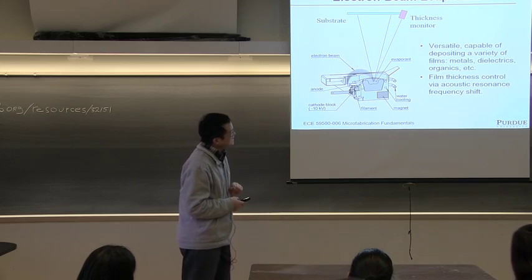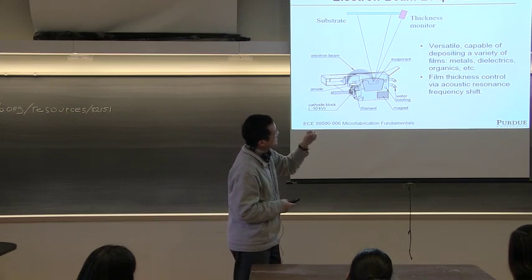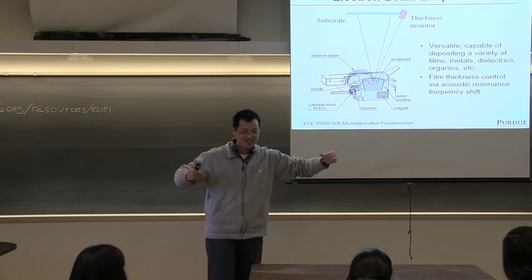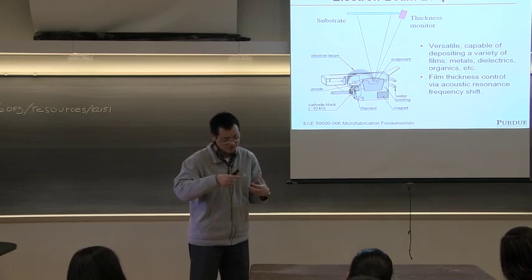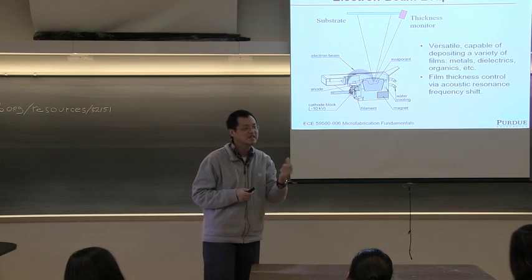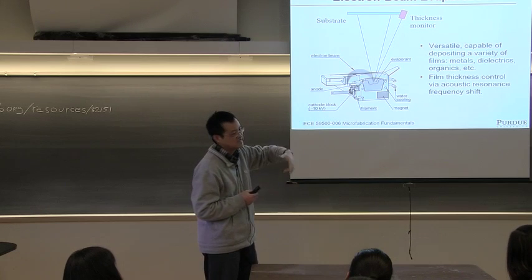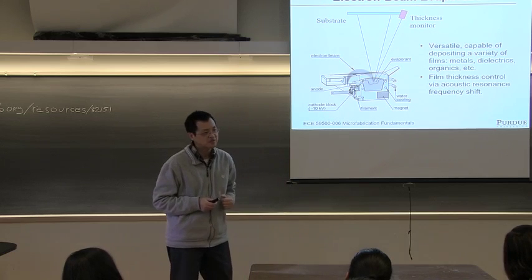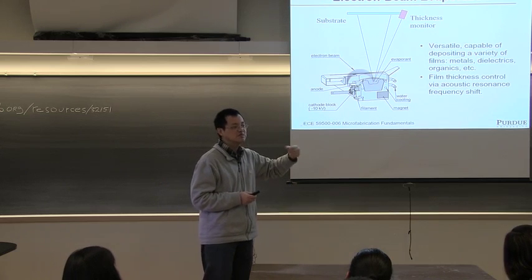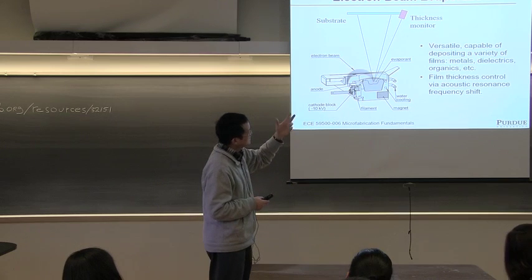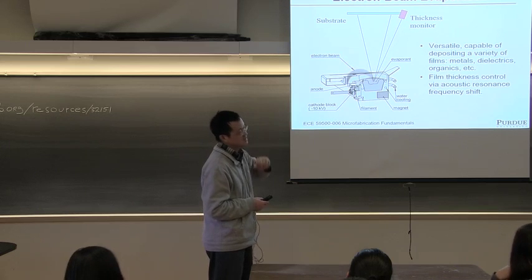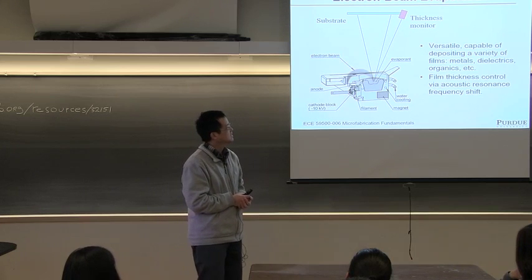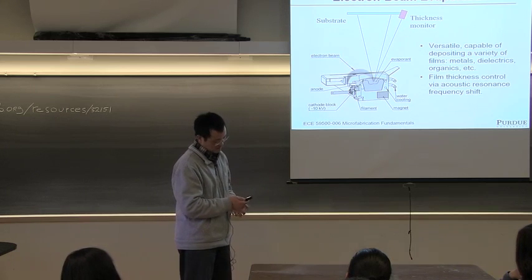The film thickness control is done by acoustic resonance frequency shift. Think about it: if you have a string and you vibrate the string, depending on the mass of the string, you can change its vibrational frequency. We won't go into too much detail, but there are a lot of parameters that you can input to calibrate that thickness monitor and give you a relatively accurate amount of material, or thickness of the film you will get.